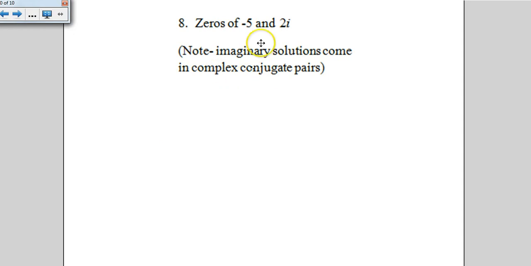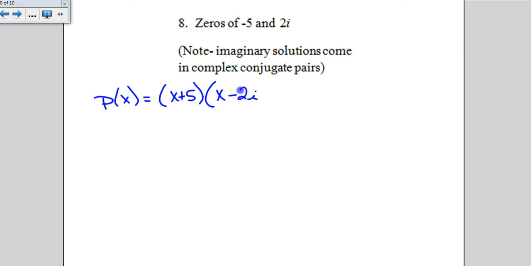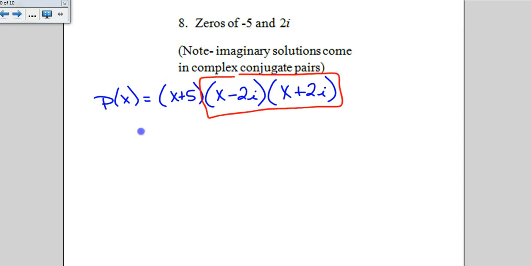Alright, then, same idea here. We've got one of our solutions is negative 5, so the original factor was x plus 5. Now one of his solutions is also a negative 2i, so his factor was an x minus 2i. Well, his complex conjugate buddy would be, instead of x minus 2i, would be x plus 2i. So again, we're going to go ahead and FOIL the back two together. And we get x plus 5.